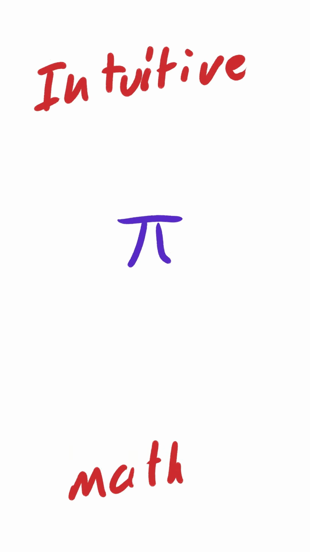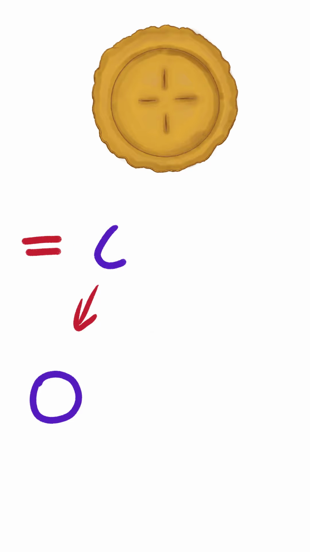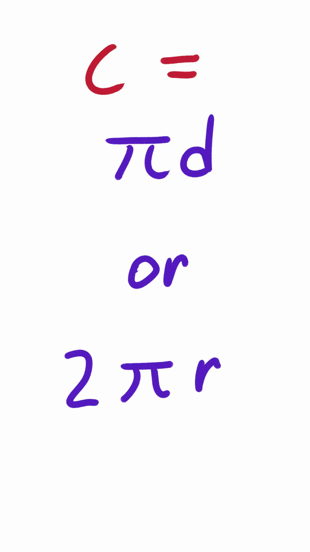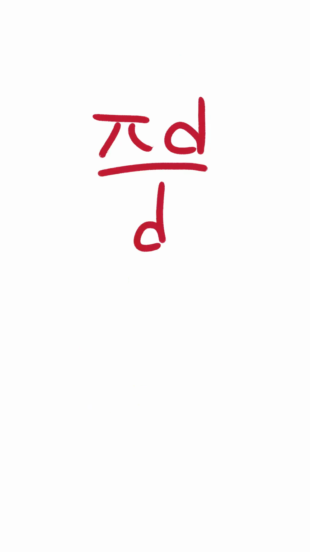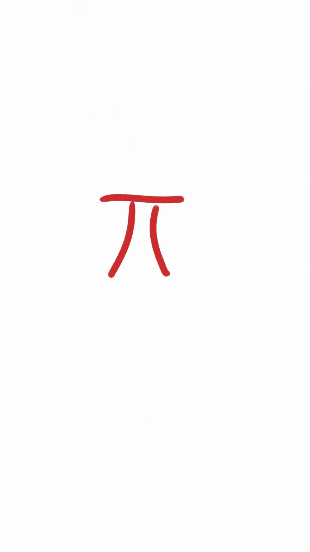Intuitive math, pi. As many people know, pi is 3.14159 and so on. And people may also know that pi is circumference, the perimeter of a circle, divided by the diameter, a line going from the opposite sides of a circle and through the middle. But wait, isn't circumference pi times diameter, or 2 pi r? We're using pi to find pi. So how are we able to figure out that pi is what it is?